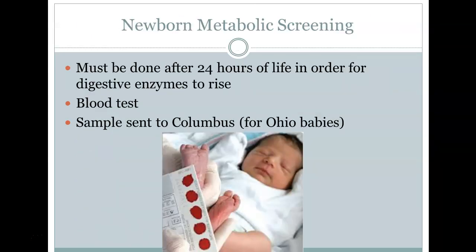So we do newborn metabolic screening. This must be done after 24 hours of life because we have to give that 24-hour time so that the newborn can produce digestive enzymes, because it's the actual digestive enzymes that we're testing within this blood type. It's a blood test, and you can notice that there are 5 circles here. They prick the heel, they fill up these 5 circles with blood, and then that sample for all babies in Ohio at least is sent to a lab in Columbus, and they test these digestive enzymes for over 100 different metabolic disorders that can occur.